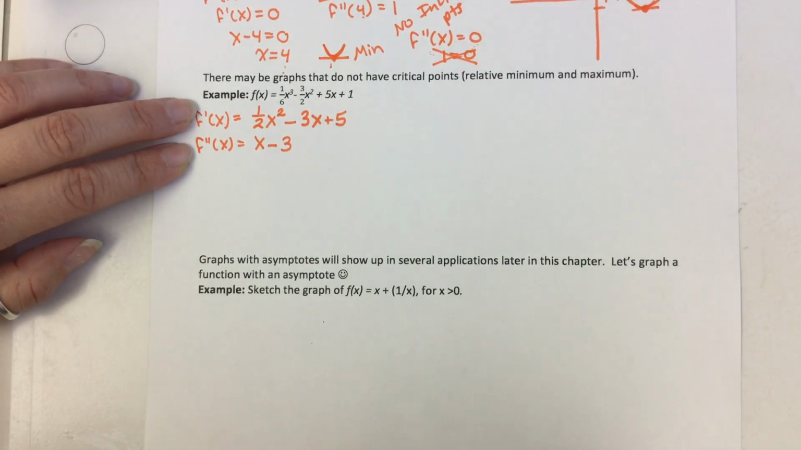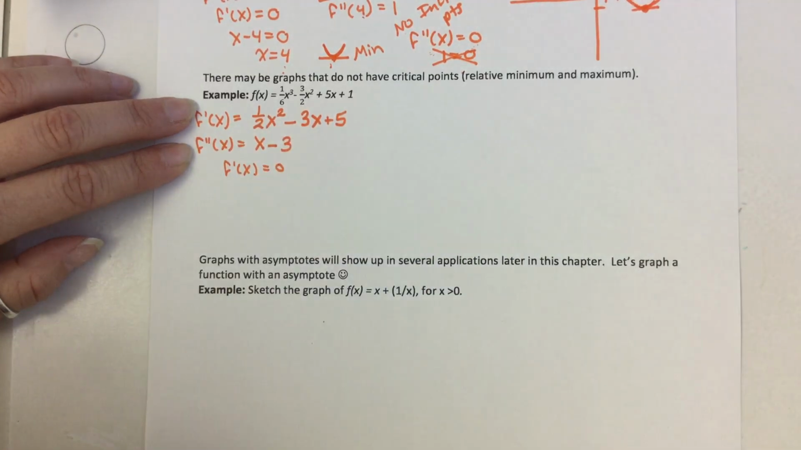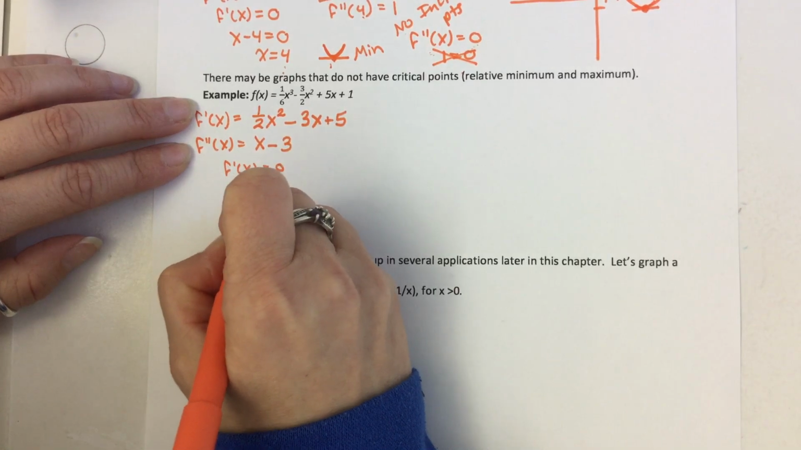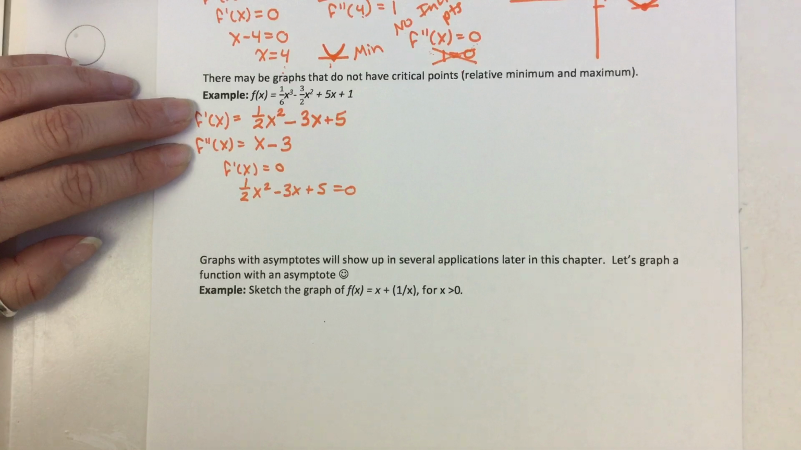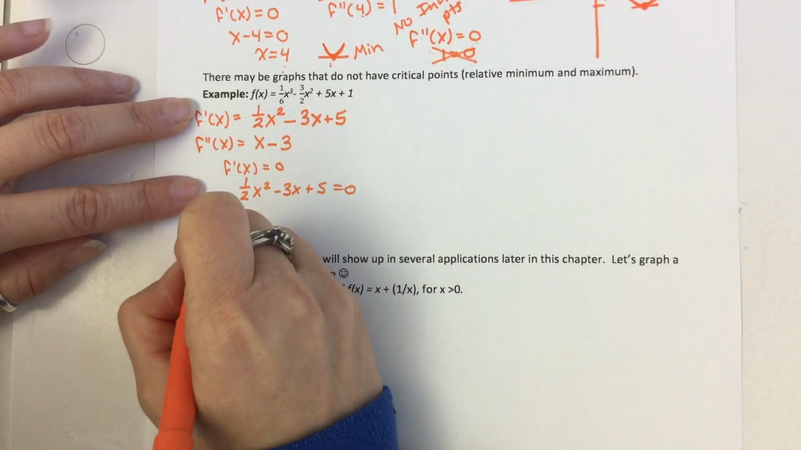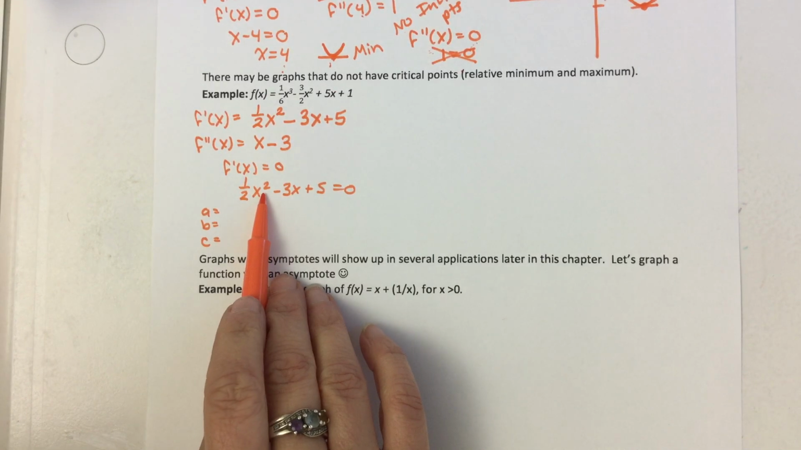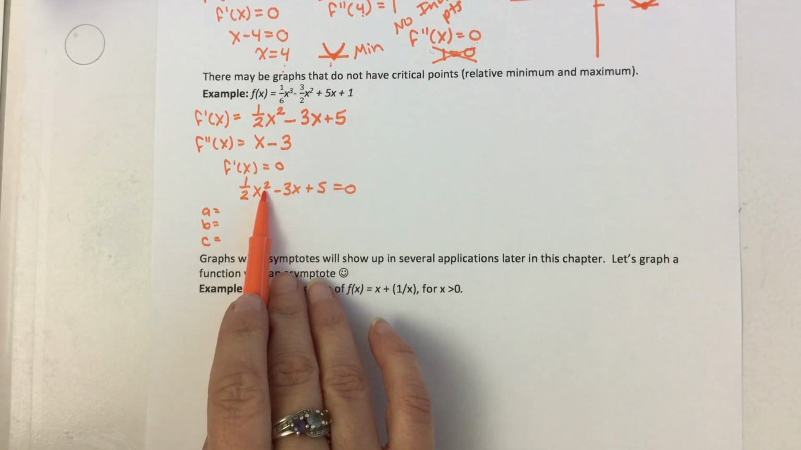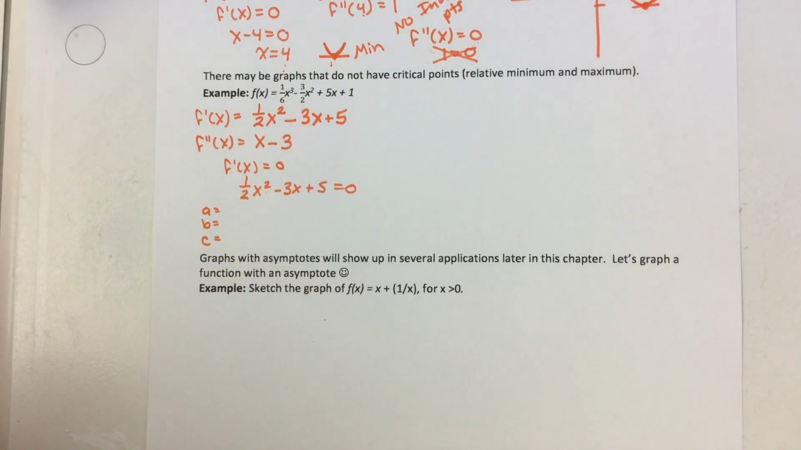Now, if I want to find any maximums or minimums, you take the first derivative and you set it equal to 0. So I'd have 1/2 x squared minus 3x plus 5 equal to 0. I am going to go ahead and try to use the quadratic formula here. This is a quadratic equation because I have 3 terms and the highest exponent is a 2. I know I need to find 2 solutions because I have a degree of 2.